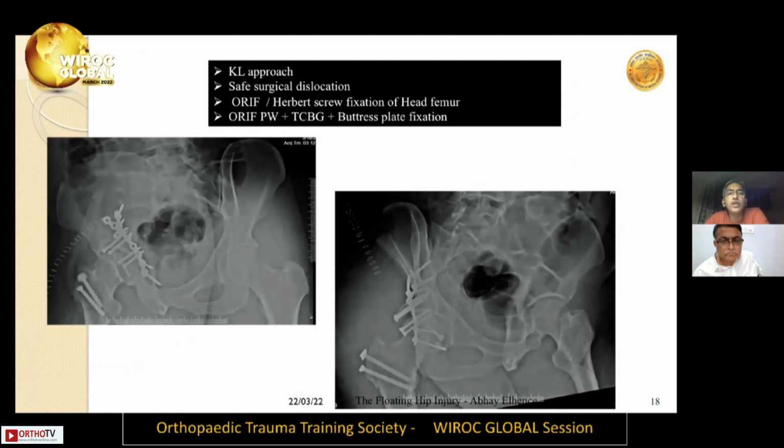So we chose to do a KL approach and a safe surgical dislocation, and did an open reduction internal fixation of the head of the femur with Herbert screws, and we fixed the posterior and the extended posterior wall fractures with lag screws. This patient had a resorption and severe comminution of the posterior inferior fragment, which required autoiliac bone grafting, which was done from the iliac crest and was fixed with a neutralizing buttress plate.